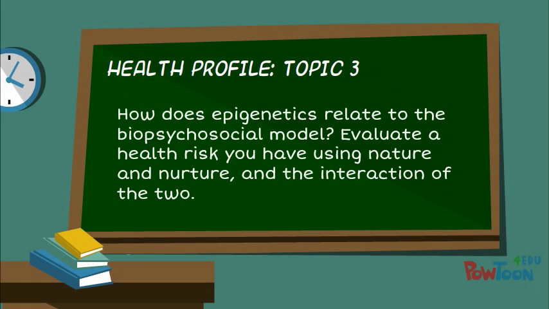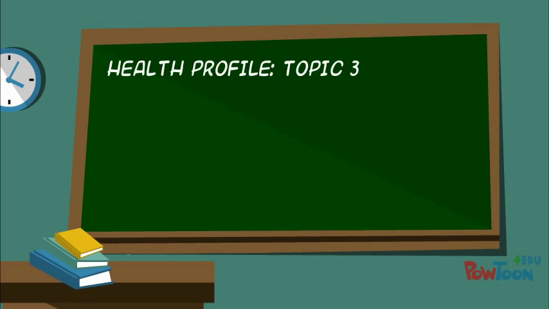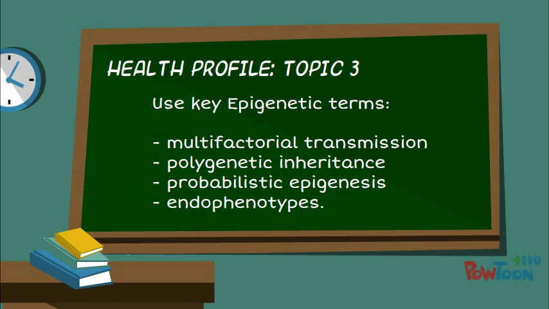Here's an introduction to your health profile for this topic. You need to relate how epigenetics relates to the biopsychosocial model by evaluating a health risk you have using nature and nurture, or the interaction of the two. Be sure to use key terms covered, such as multifactorial transmission, polygenetic inheritance, probabilistic epigenesis, and endophenotypes.